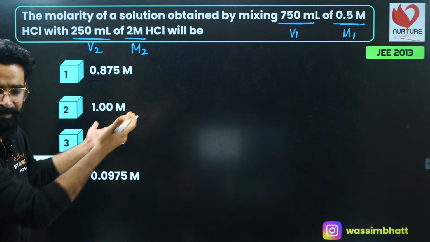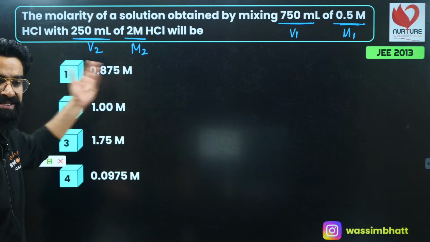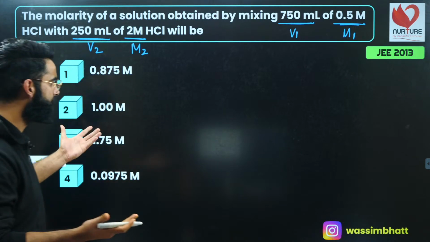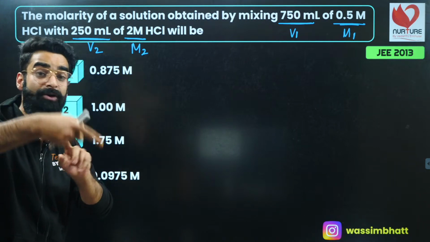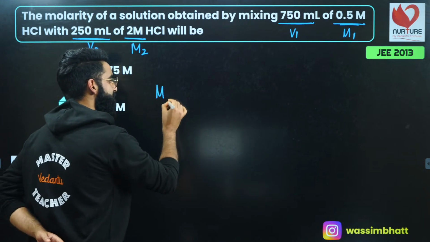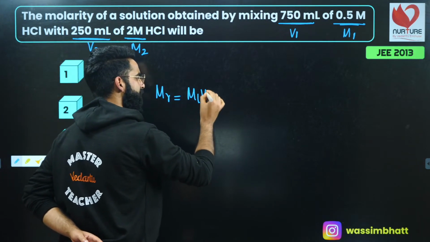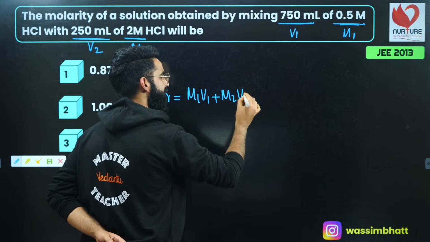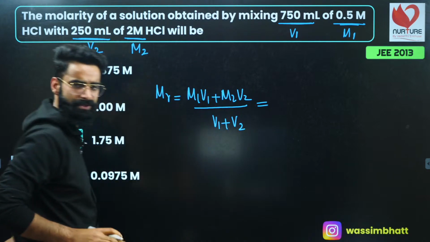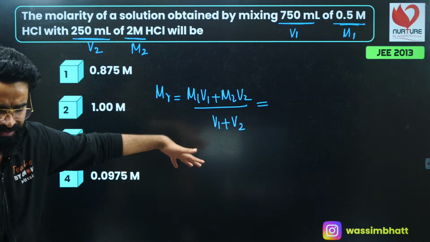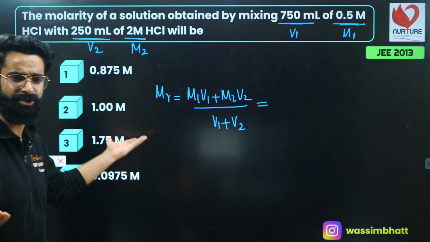People, this is molarity of mixing, as simple as that. We have discussed this in detail. Whenever I add two non-reacting solutions, the molarity of the resulting solution is given by the formula (M1V1 + M2V2) divided by (V1 + V2). I hope you remember this. No need to think a lot for this question. You are given all the parameters. Just put all these parameters into this equation, and you are done.